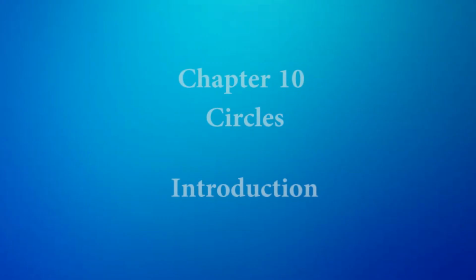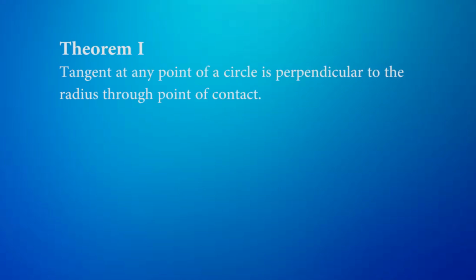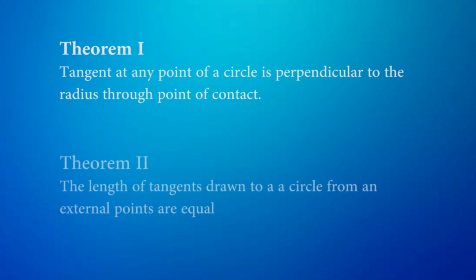Today I will be continuing Chapter 10, Circles. My concentration is on two theorems. Theorem number 1: the tangent at any point of a circle is perpendicular to the radius through the point of contact. Theorem number 2: the lengths of tangents drawn to a circle from an external point are equal.